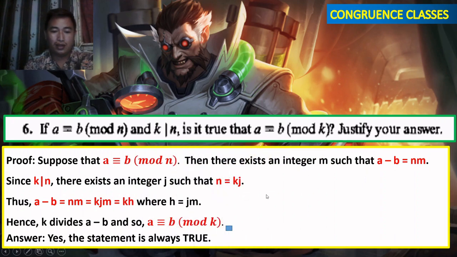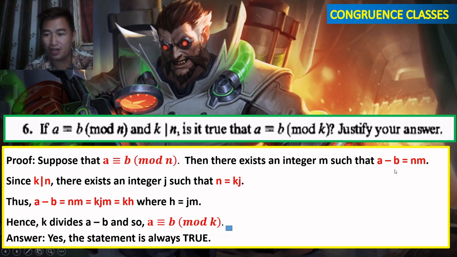Okay, suppose that A is congruent to B mod N. Then there exists an integer M such that A minus B is equal to NM. Tama, no? Si N, mo-divide man kang A minus B. Okay. So since K divides N, there exists an integer J such that N is equal to KJ. So mag-exist na integer diha. Kasi K, mo-divide na ni N.